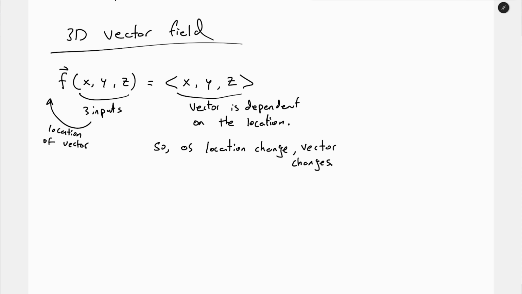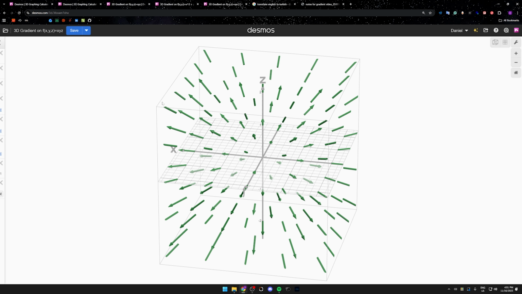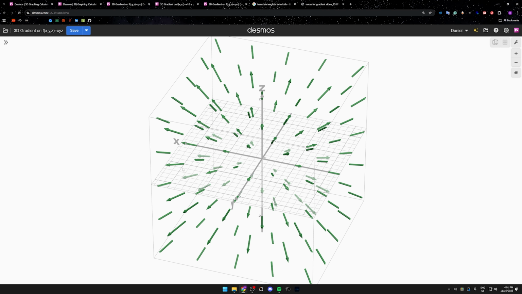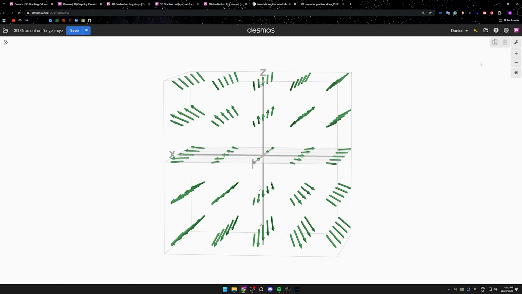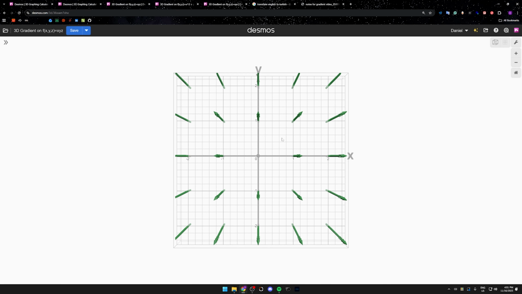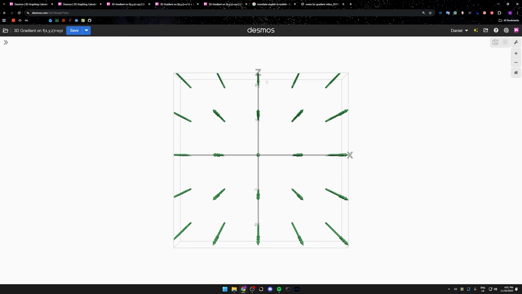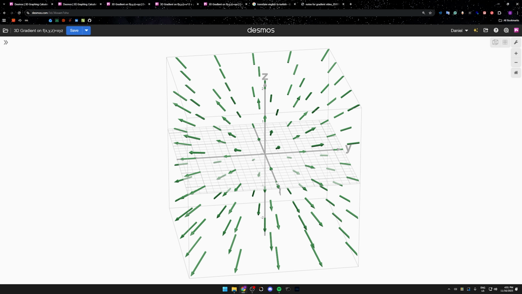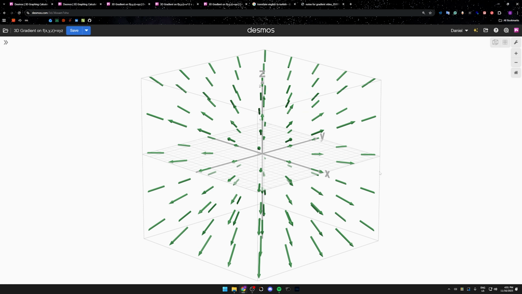Let's go show this in Desmos. Let's not look at the function, but this is the idea. Do you see that they're all pointing away from the origin? It looks a little bit bad in 3D, but if I look from above, you can see it's pointing to the right. If I look from this side, it's pointing that way. Pretty similar to what I drew, but in 3D. From the other direction, it looks like this, and they're all pointing away.